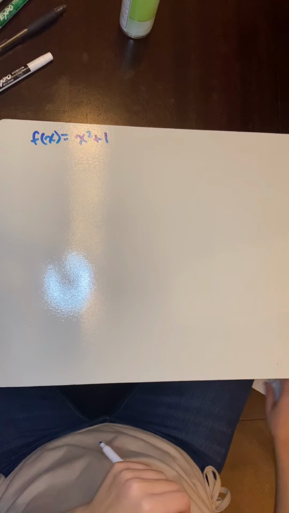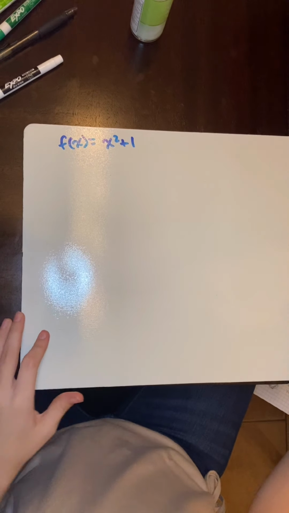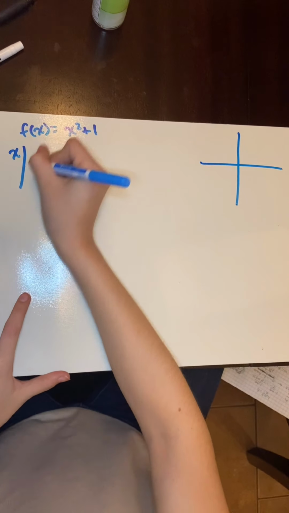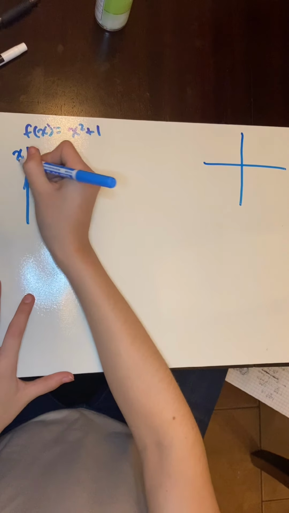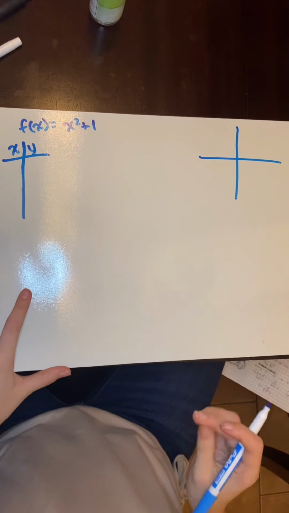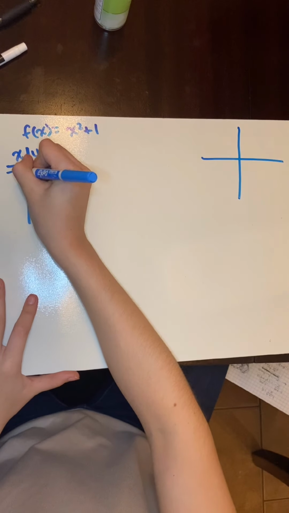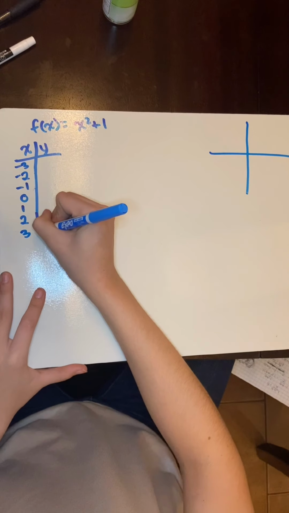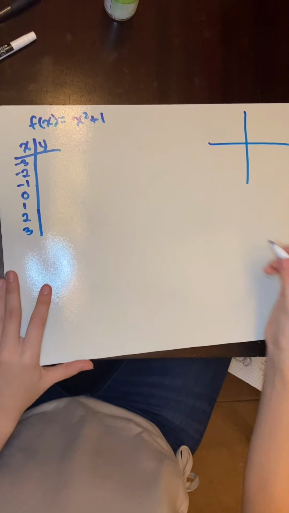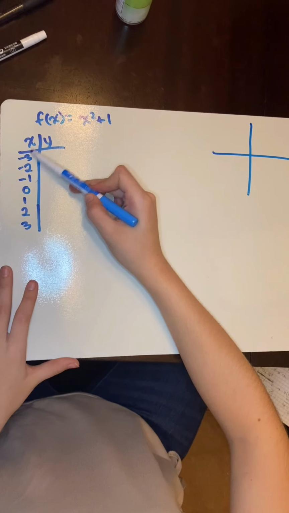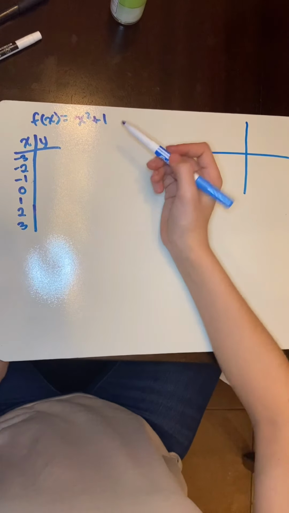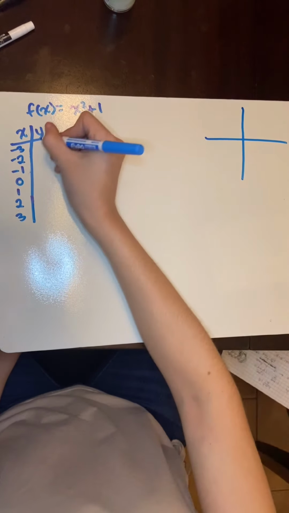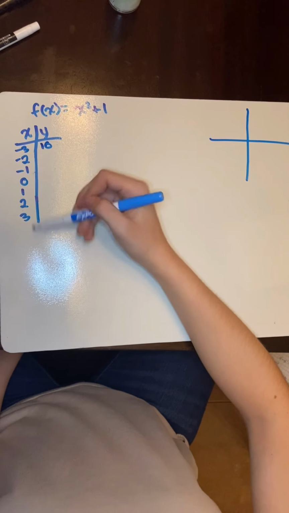So first what we can do is come up with some points in order to be able to graph here. So we're going to create an x and y table, longer. We can use negative 3, negative 2, negative 1, 0, 1, 2, 3. If we substitute your x's into the function, it will give you your y. So for example, negative 3 squared equals 9. 9 plus 1 is 10. Same thing with all the others.